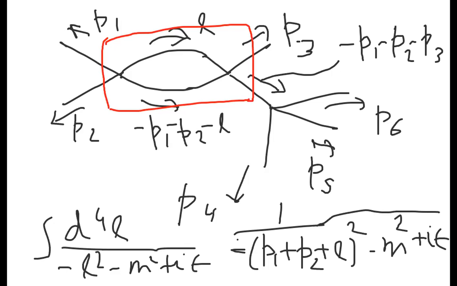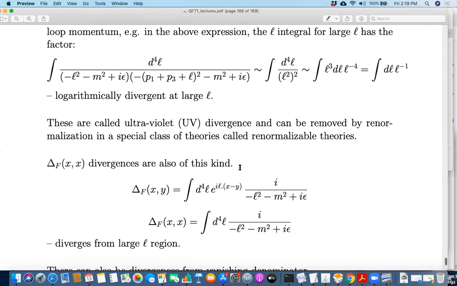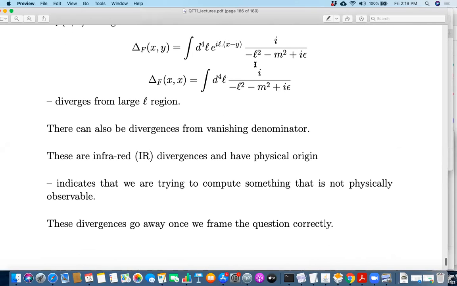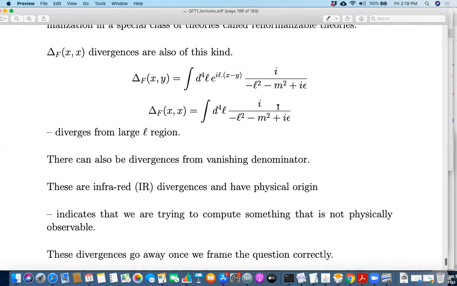Okay, so let me go back. These are ultraviolet divergences. Now I should also add that there are also divergences from vanishing denominators. Sometimes the denominator may vanish, for example when L square plus M square is 0, because L square, if you remember, is not necessarily positive. L square is minus L naught square plus L vector square. So L square plus M square can be 0. Whenever that kind of divergence appears, and these divergences are in fact most severe when M is 0, then you get infrared divergences.